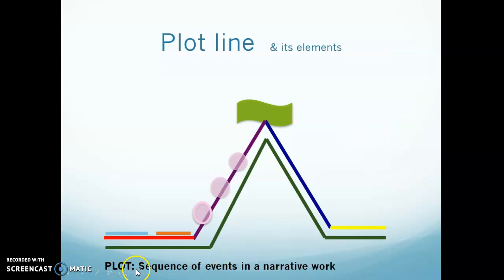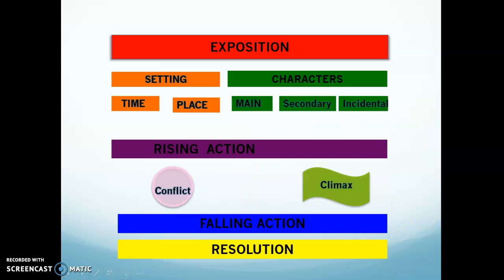This plot can be seen like a plot line. We have the exposition, or the introduction of the story. We have the rising action of the story. We have the climax, the falling action, and the resolution. The exposition is formed by the setting and the characters. The setting is formed by the time and the place of the story.